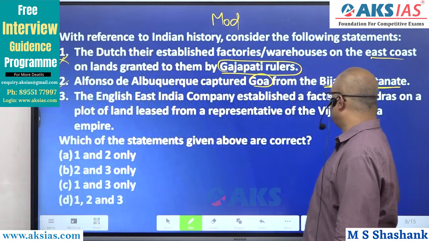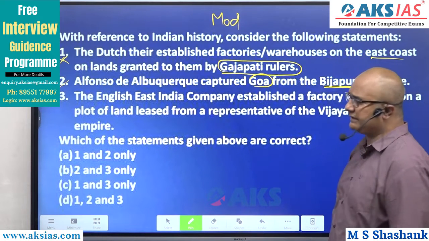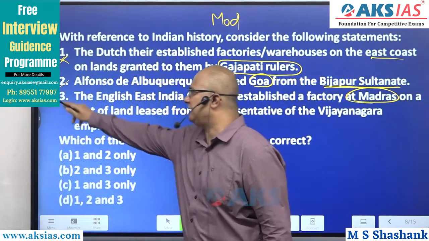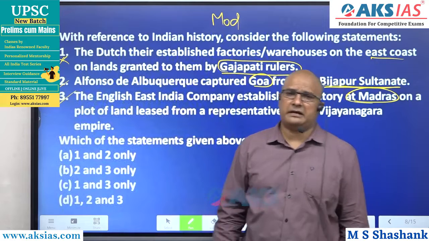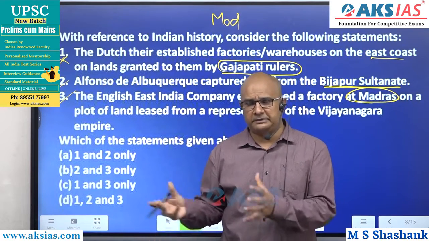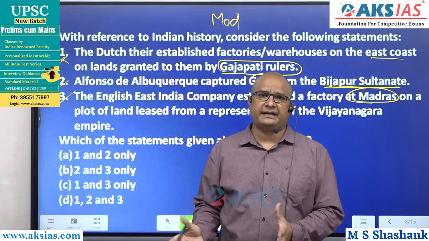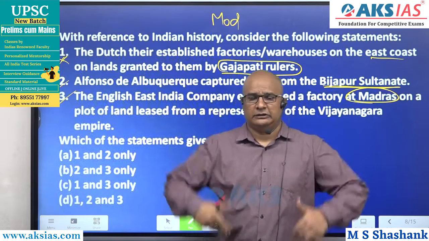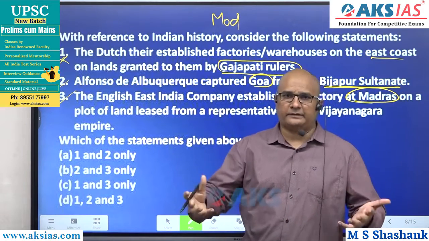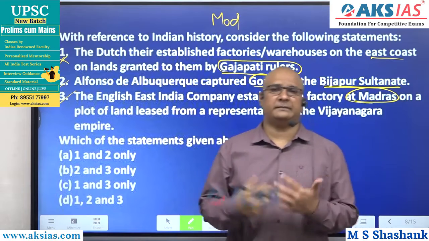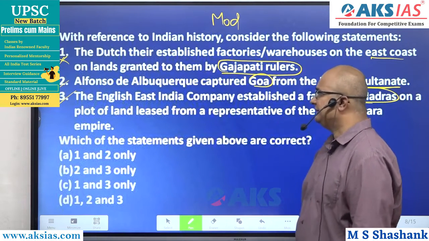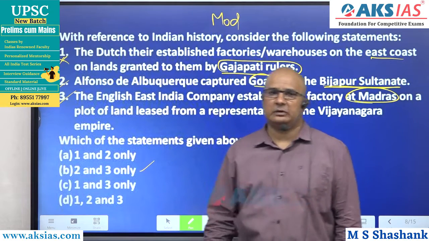The English East India Company established a factory at Madras, again direct from the textbooks, on a plot of land leased from a representative of the Vijayanagar Empire, right? There was a person by name Damirla Venkatadri Nayak, from whom that English trader officer by name Francis Day had taken a small piece of land where they started doing trade, and that small stretch of land has slowly prospered and evolved into the modern city of Madras, which we call today Chennai. So that makes the third statement also right. So the answer will be Bombay, 2 and 3 only.